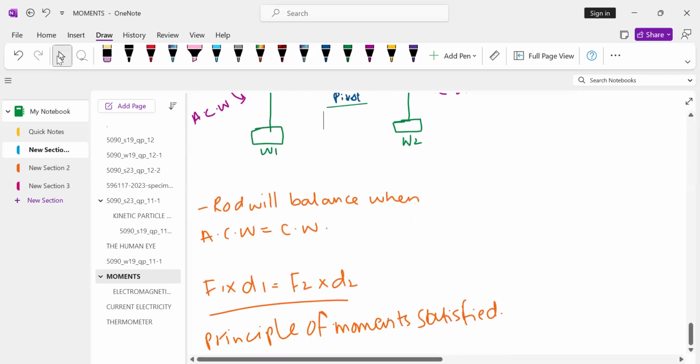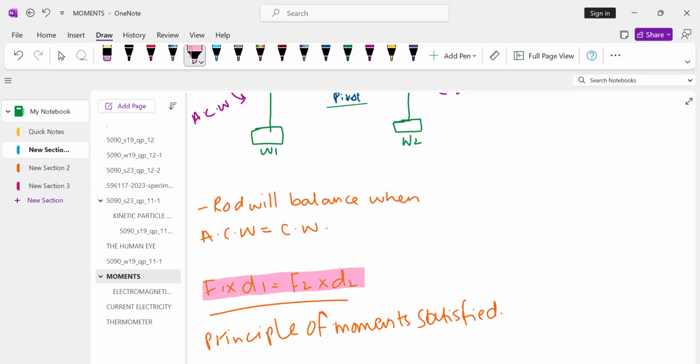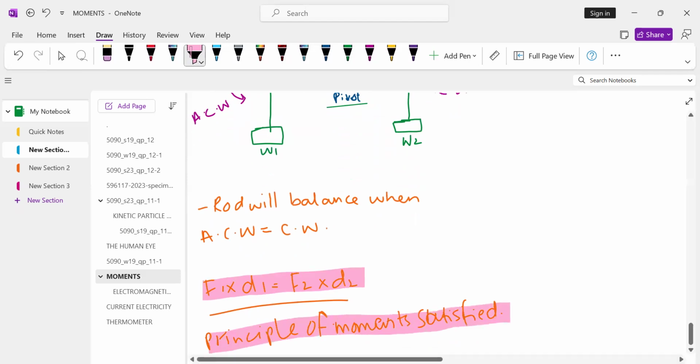The equation to verify the principle of moment is F1, meaning force 1 into distance 1, equals force 2 into distance 2. This equation satisfies the principle of moment, meaning when the anti-clockwise moment equals the clockwise moment.